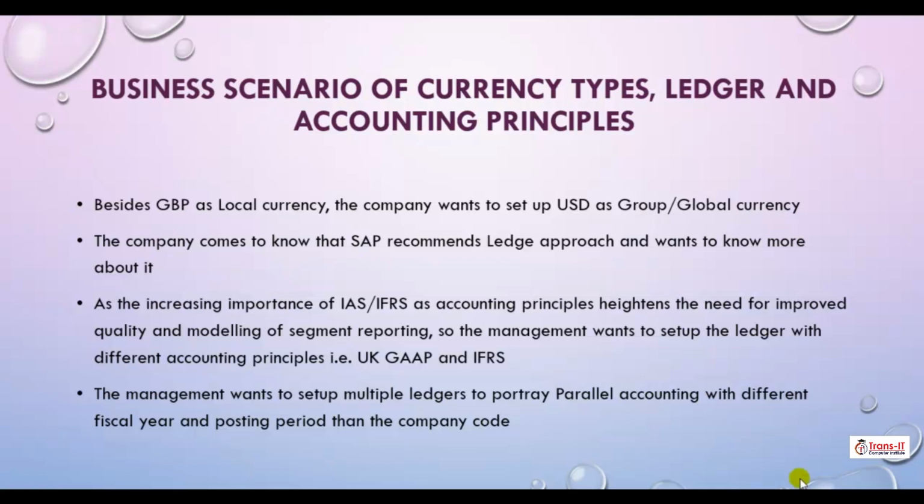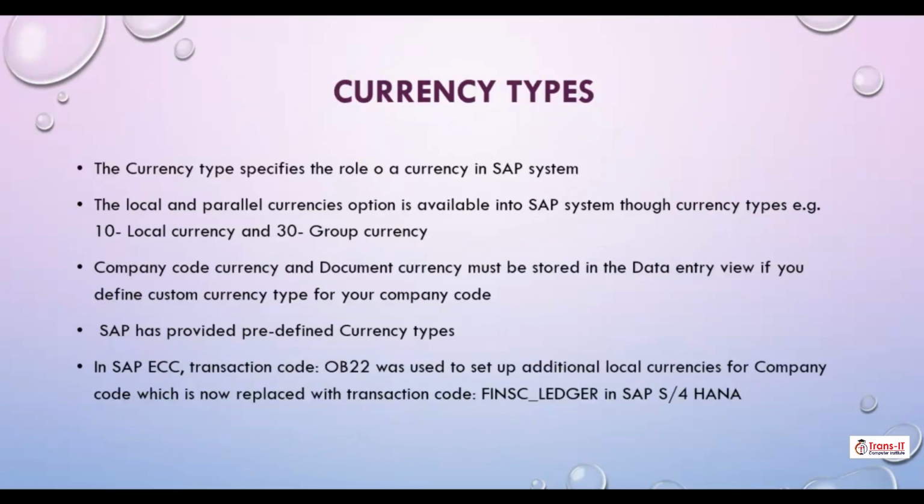As the increasing importance of IAS and IFRS as accounting principles heightens the need for improved quality and modeling of segment reporting, the management wants to set up the ledger with different accounting principles, that is UK GAAP and IFRS. The management wants to set up multiple ledgers to portray parallel accounting with different fiscal year and posting period than the company code.